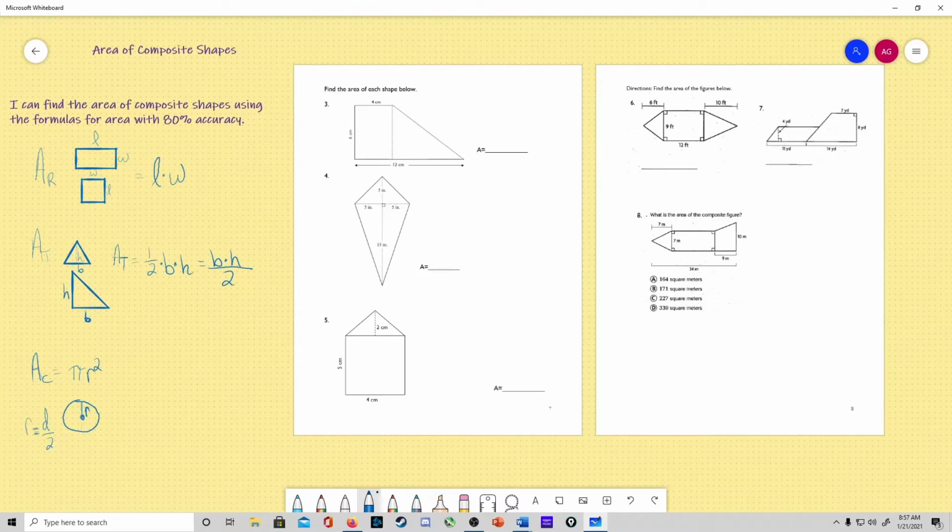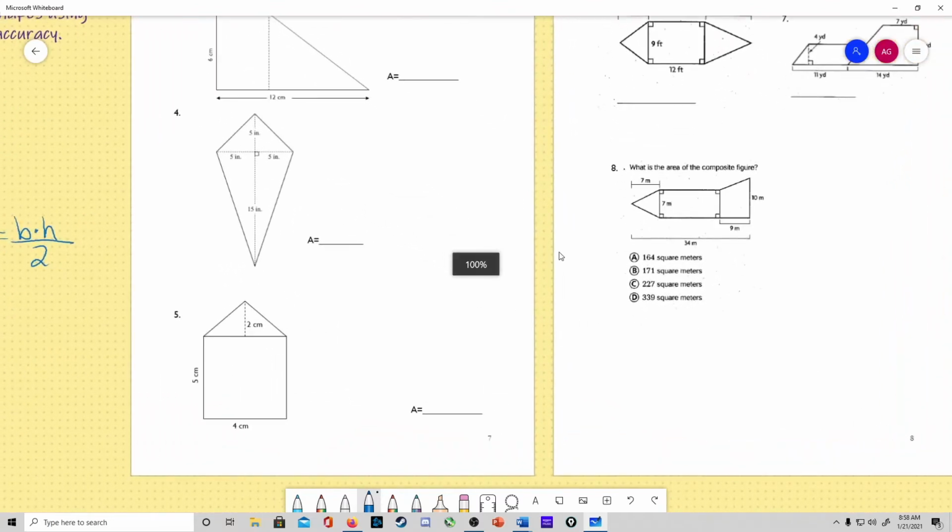Now that we know our area formulas, we can start looking at how to find the area of shapes like these ones. These are all really irregular, different looking shapes. If we break them down into the shapes we know, then we can find the area of them, and we just have to use some of the information that's given to us. So let's look at something like this shape here. I'm just going to zoom in really quick so you can see it better.